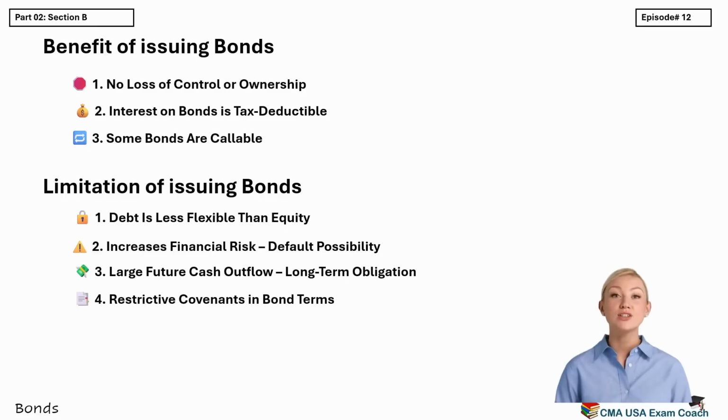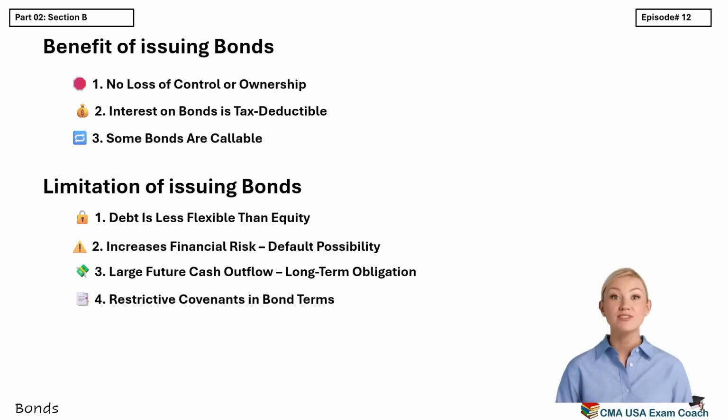3. Large future cash outflow, long-term obligation. Bonds are often long-term instruments with maturities ranging from 5 to 30 years. This means the company is committing to a large future cash outflow, not just interest payments, but also the repayment of the entire principal at maturity. This obligation can become a heavy burden in the future, especially if financial conditions change or the company's revenue declines.